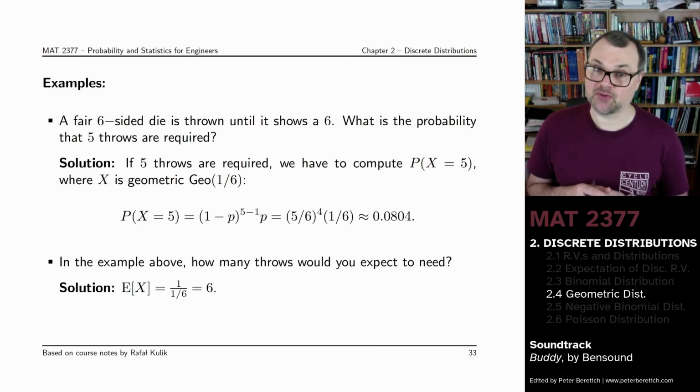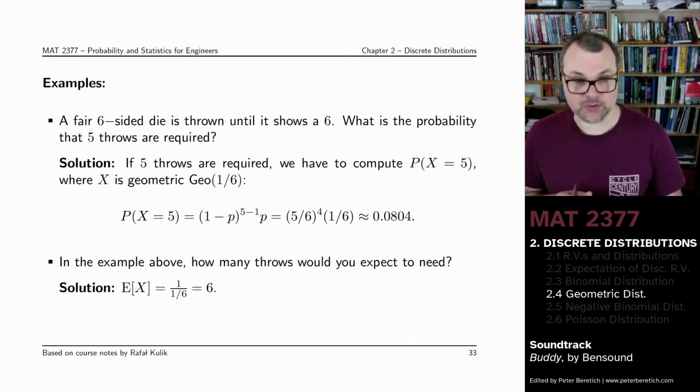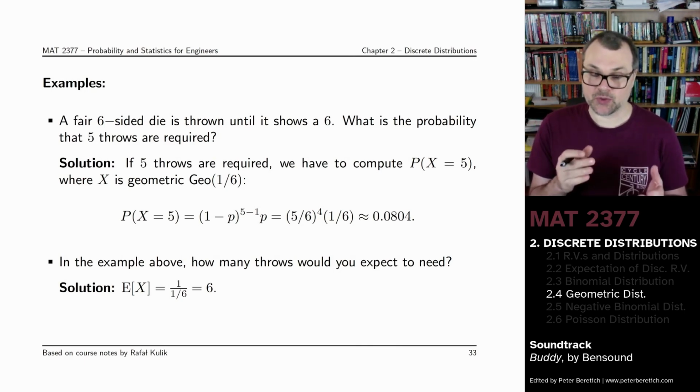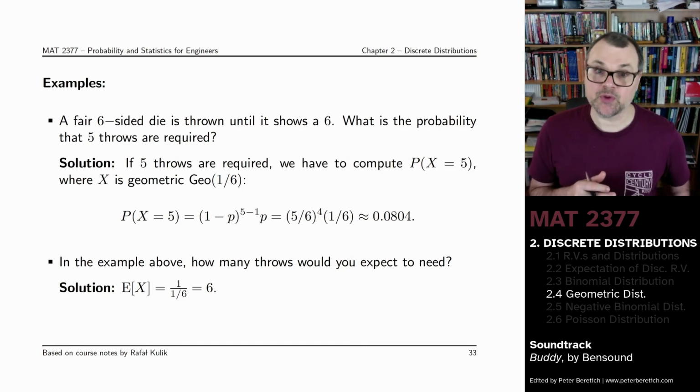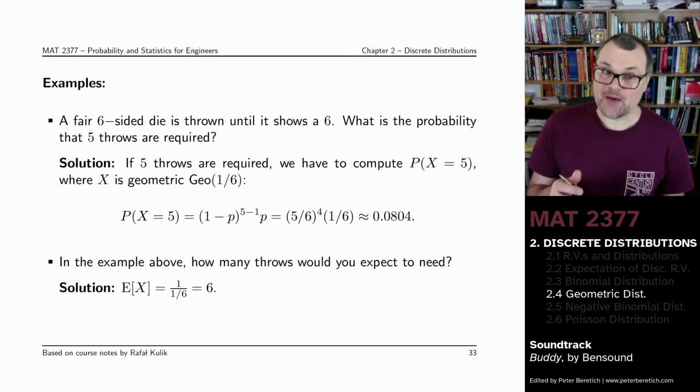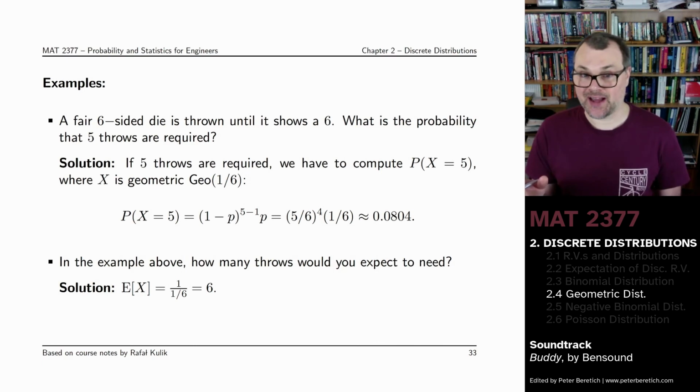The probability of rolling a 6 is 1 over 6. In that case, if you just plug in the values, p equals 1 over 6, x equals 5 into the formula for the PMF, you will get that the probability that it takes exactly 5 throws before you roll a 6 is about 8%. Now, how many throws would you expect to need on average?